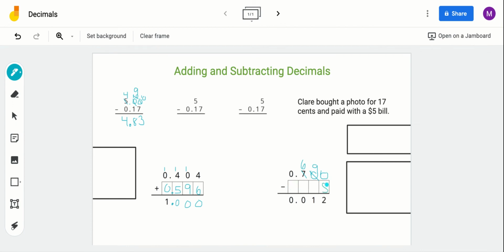10 minus 8 equals 2. 9 minus something equals 1. 9 minus 8 equals 1. And 6 minus something equals 0. 6 minus 6 equals 0. And if I were to add this up, 2 plus 8 is my 10. 1 plus 1 plus 8 would be my 10, 1 plus 6 would equal 7. So when I add these two numbers together, I get the number I started out with, so I know that I'm correct.